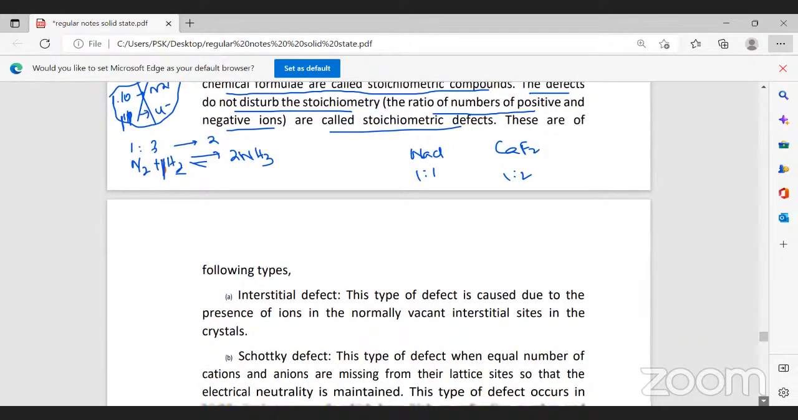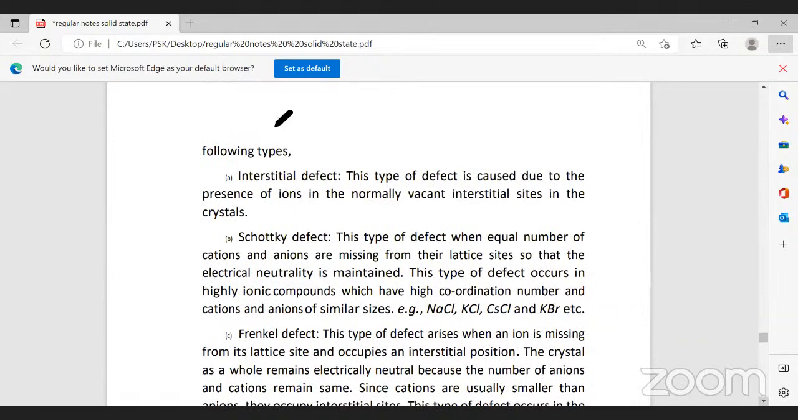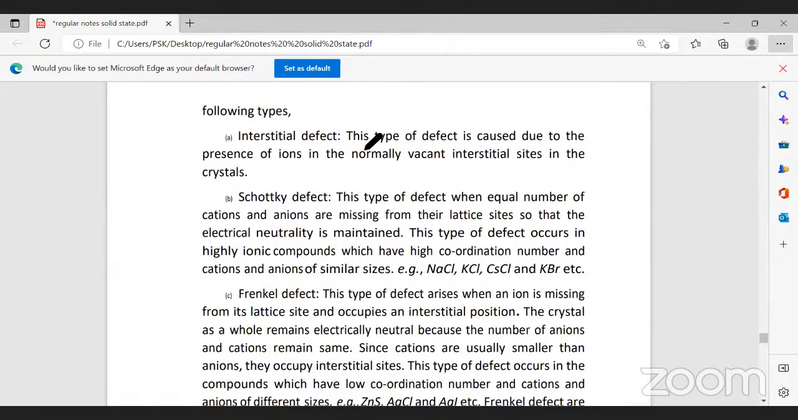The first one is called interstitial defect. This type of defect is caused due to the presence of ions in a normally vacant interstitial site in the crystal. We will come to this a little later. Generally, when we say stoichiometric defect, we have Schottky defect and Frenkel defect. These two defects are very important. We will come to interstitial defect a little later. It is similar to one of these defects.